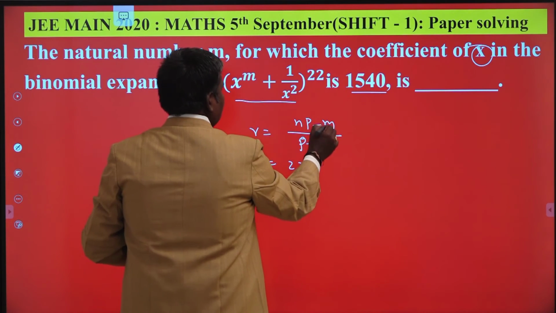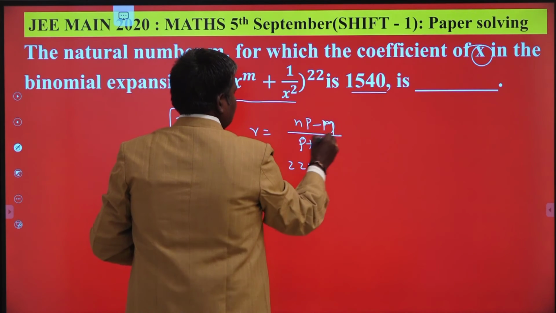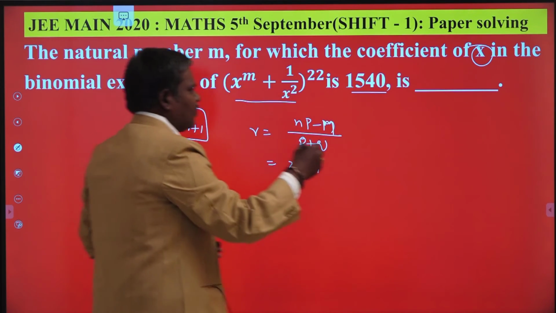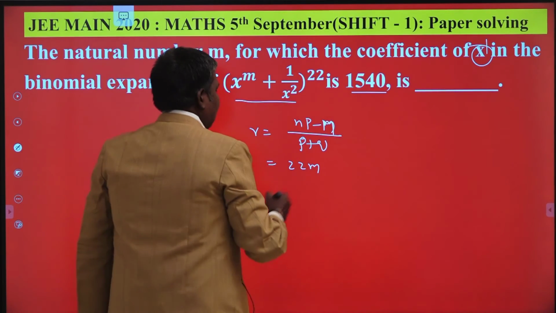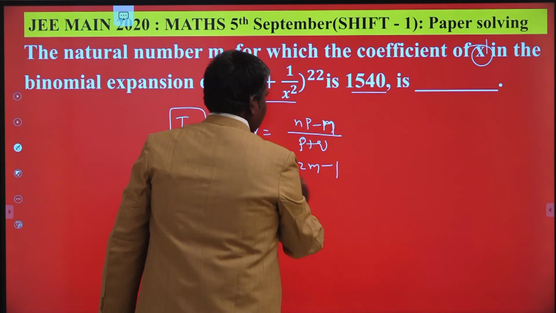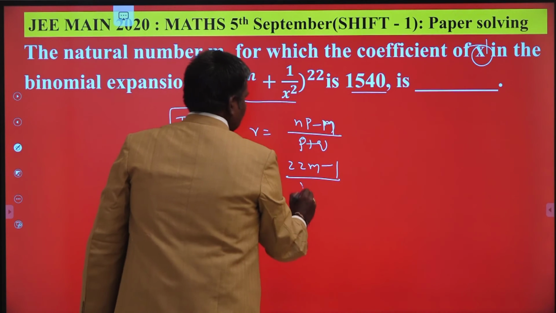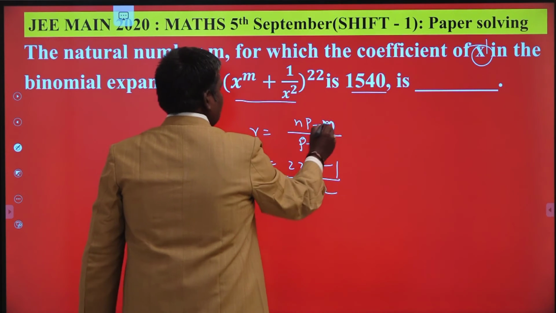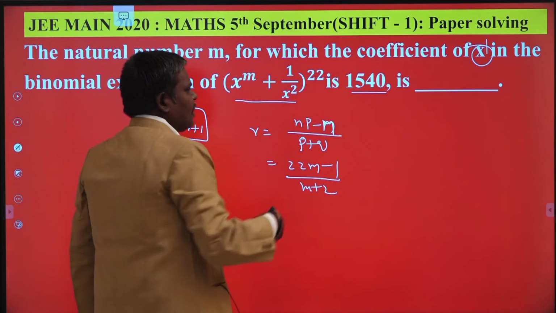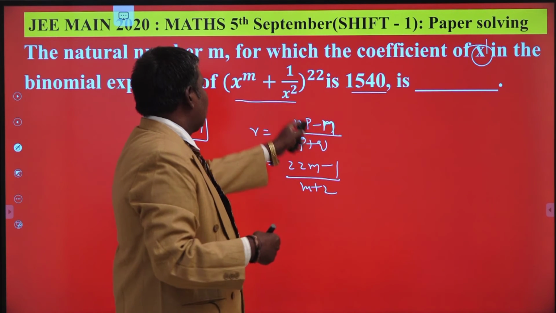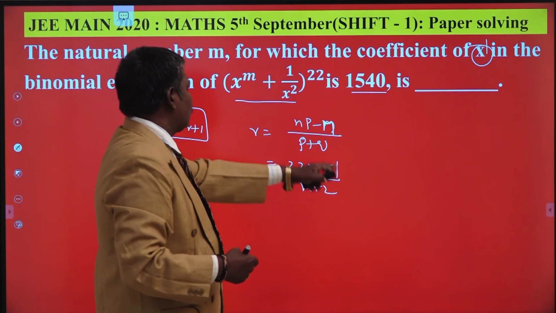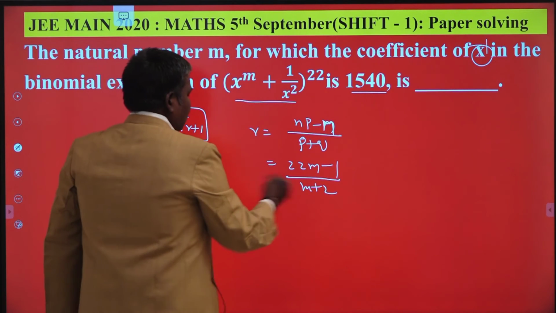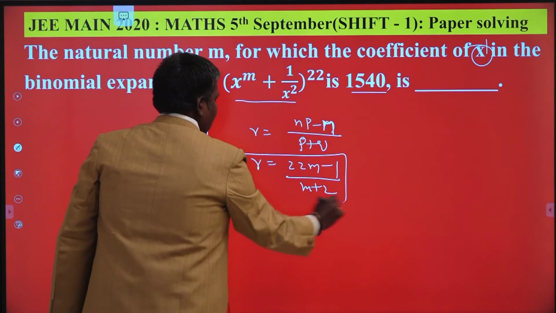And these are different. Say capital M is the power of x, that is 1. This is m, the related power is m. r equals (np minus m) by (p plus q), which is (22m minus 1) by (m plus 2). This is the value of r.